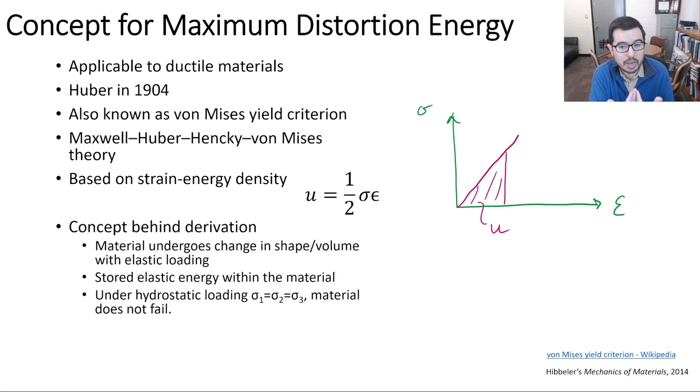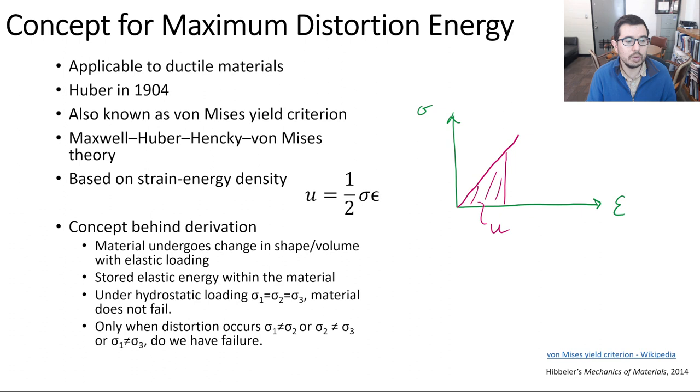If you take a rock and drop it in the ocean, it goes all the way down to the bottom. And this is a ductile rock. Maybe we should say a piece of steel. You drop it, it goes way down into the ocean. You have hydrostatic loading, with pressure from all sides building. The material will not yield, will not distort, and will not fail. So only when we have distortion do we say that we have failure.